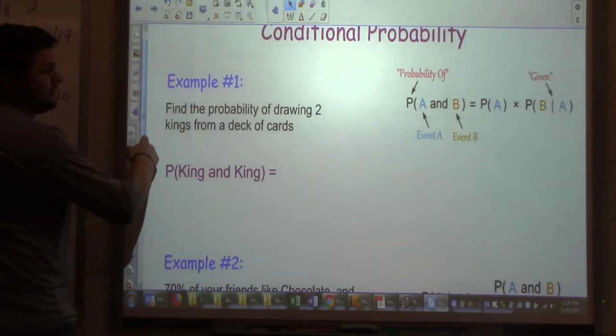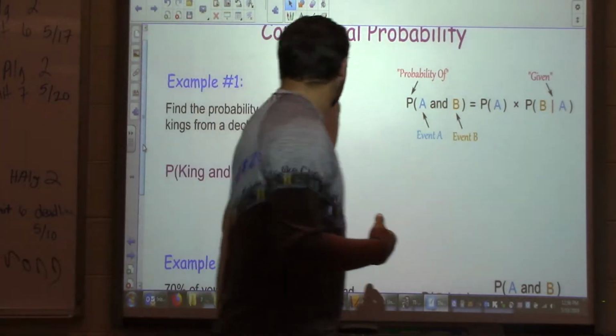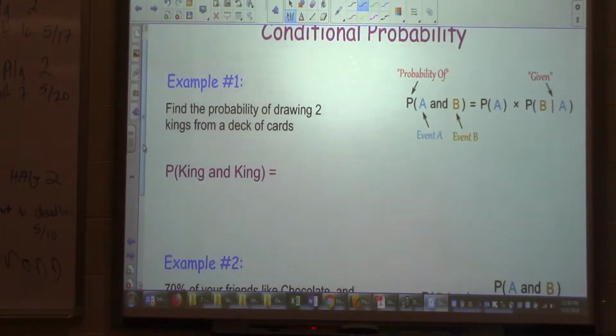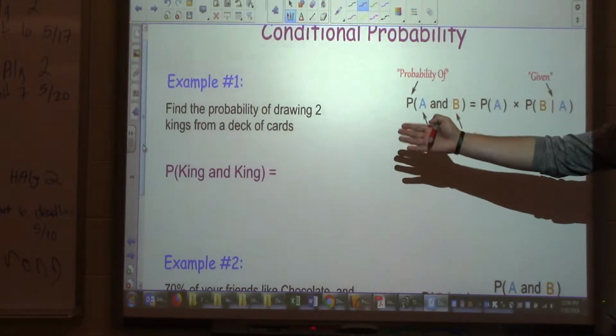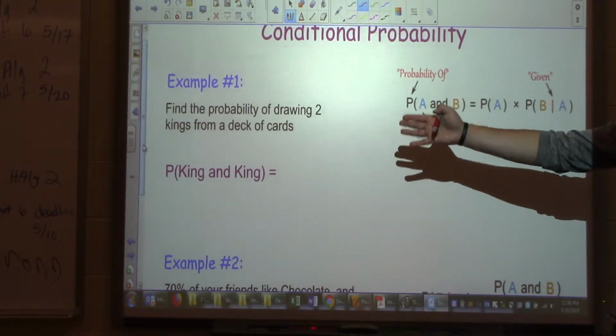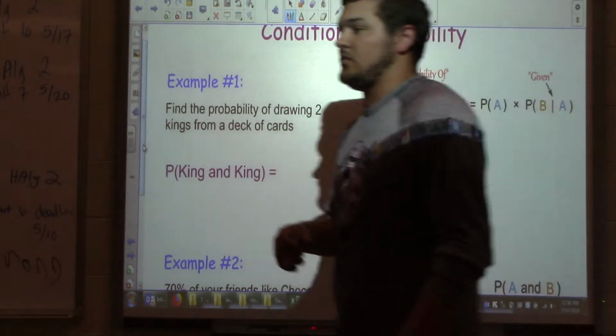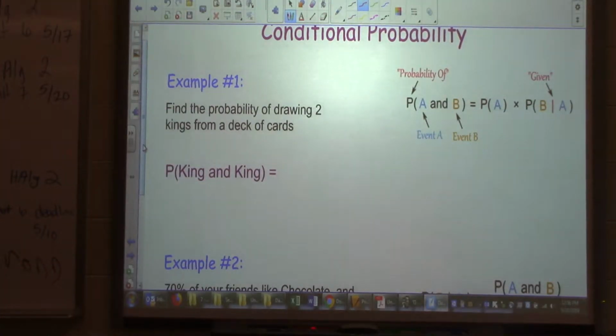So example 1. The probability of drawing 2 kings from a deck of cards. Is this going to be a conditional probability problem? Is there any given in this problem? No, this one's not conditional. I don't know why we haven't put it in the notes, but we're still going to do it.